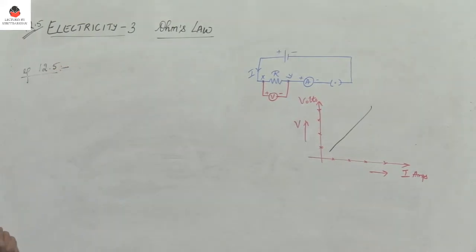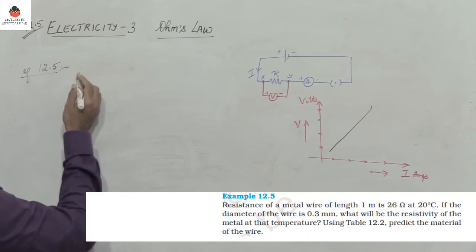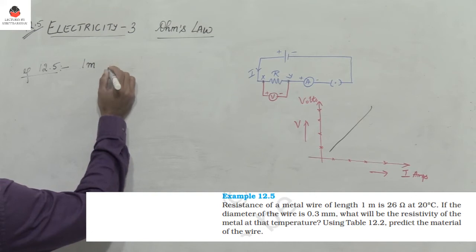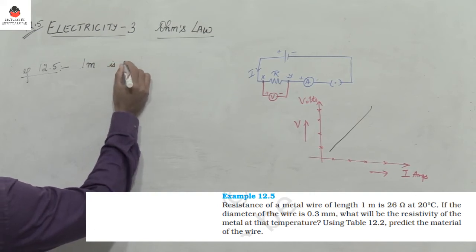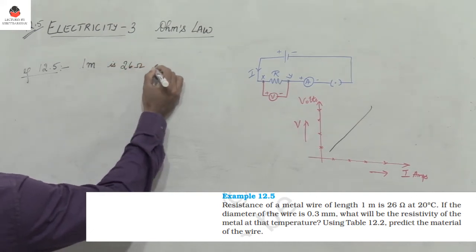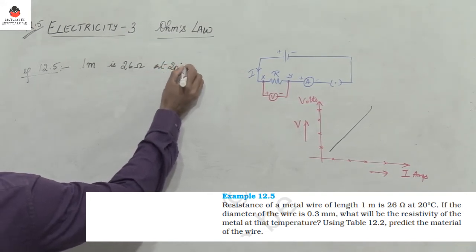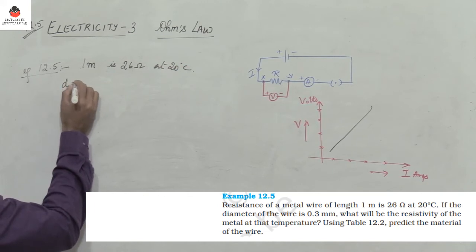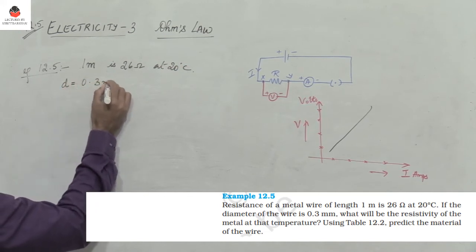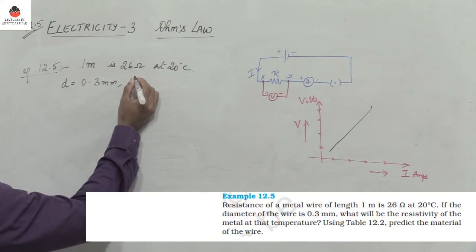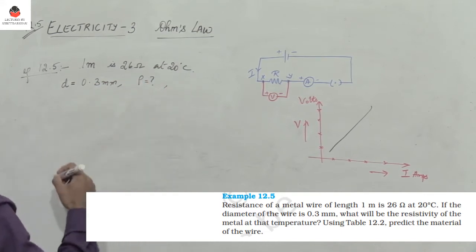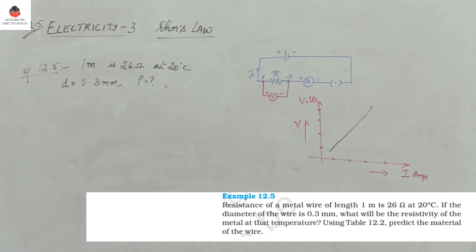So example 12.5: the resistance of 1 meter of wire is 26 ohms at 20 degrees Celsius. If the diameter D of the wire is 0.3 millimeter, find the resistivity and also find the material. So we have to use the table which is given in your textbook to find the material.